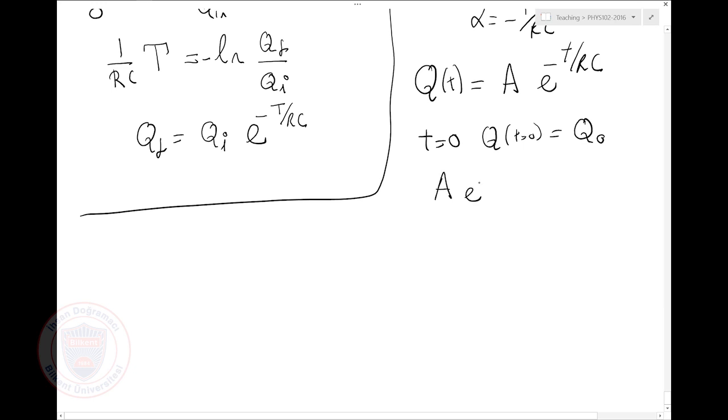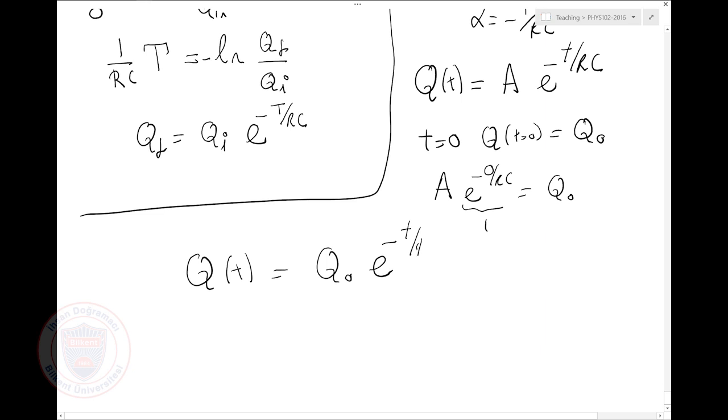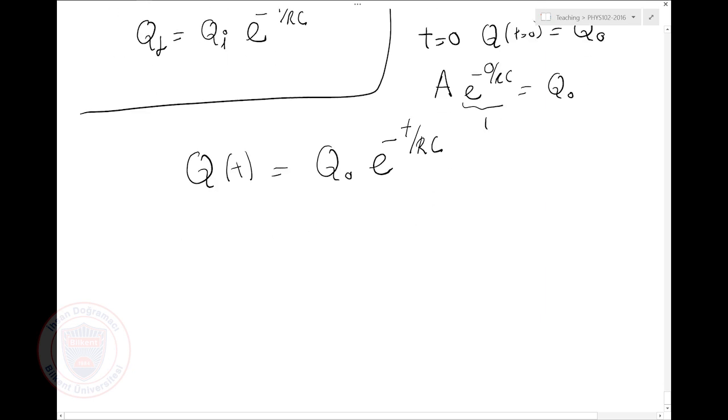a times e to minus 0 over RC must be q0. This is 1. A is equal to q0. So now I have found q of t as q0 e to minus t over RC. Let me plot this.